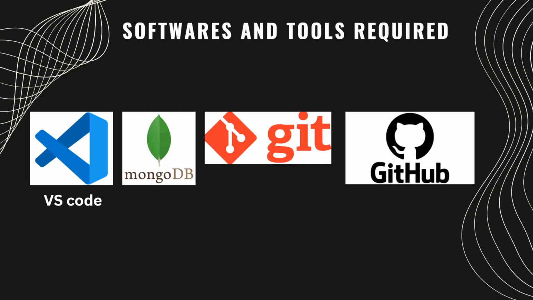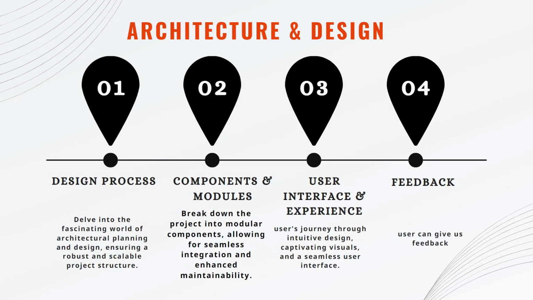Next we are going to the architecture and design of the project, in which we have done first the design process, next components and modules, and third user interface experience and feedback. In the design process we dive into the fascinating world of architectural planning and design, ensuring robust and scalable project structures. In the second, components and modules, we broke down the project into modular components and small contents to ease our work and allow for seamless integration and enhancement.